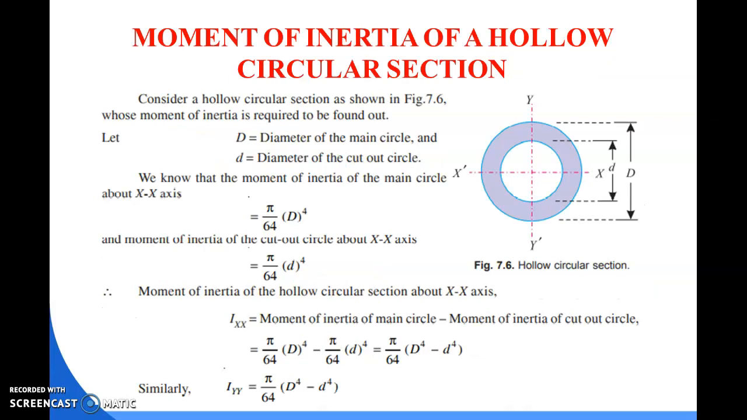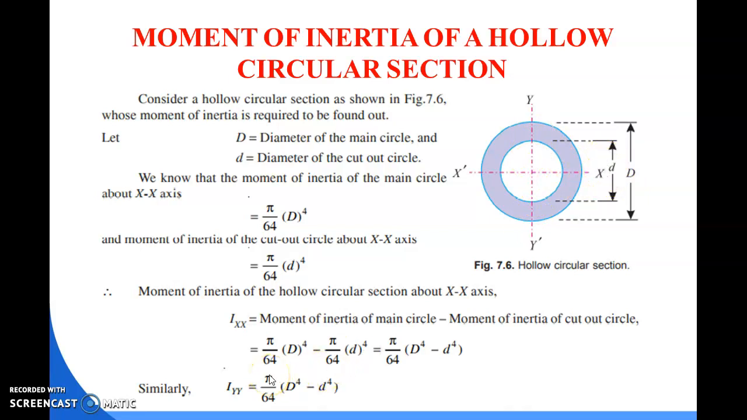Now coming to the moment of inertia of the hollow circular section. The hollow circular section consists of two circular sections: one is the external circular section and the second one is the inner circular section. You can see that the diameter of the external circular section is capital D and the diameter of the inner circular section is small d.